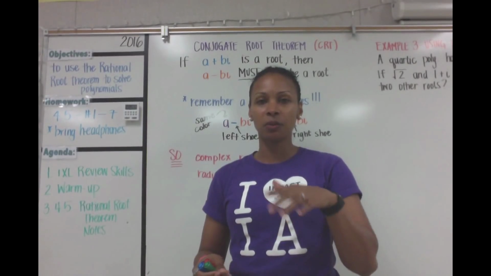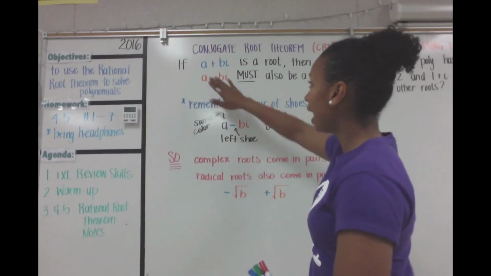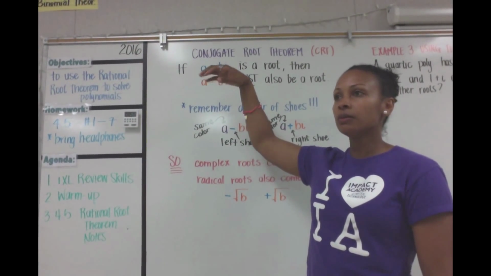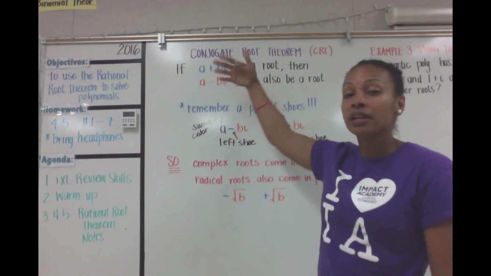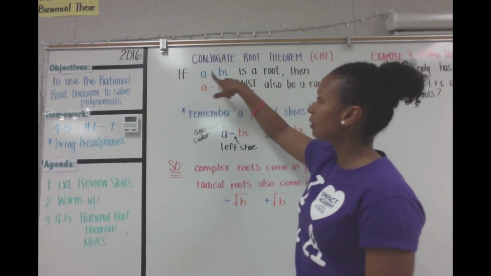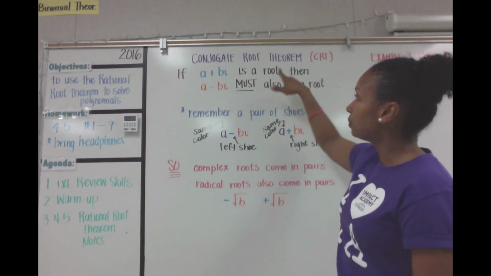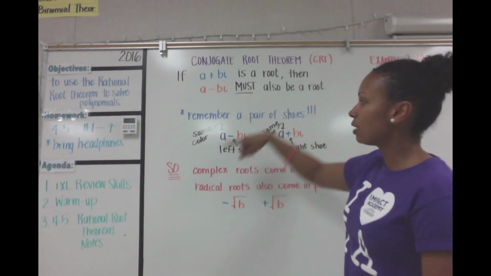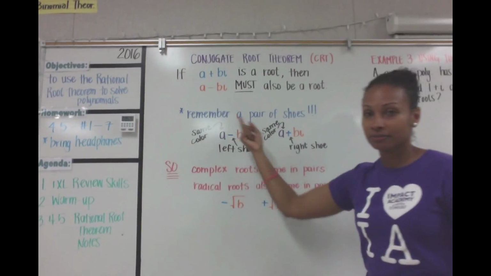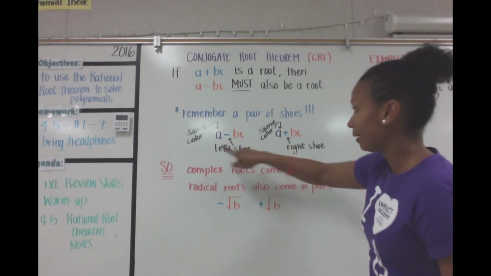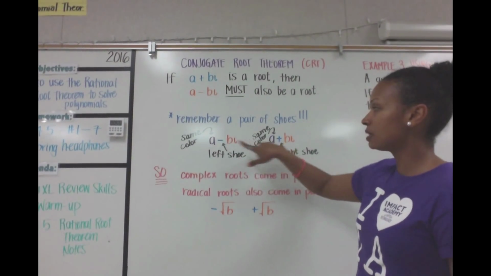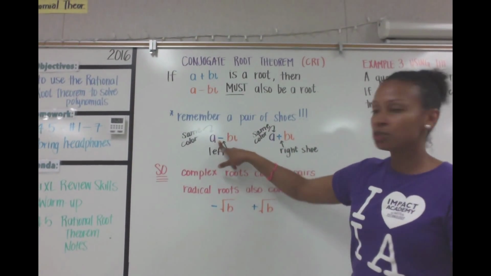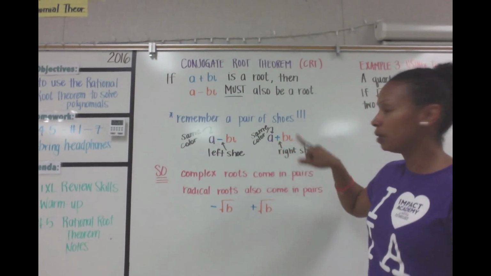So conjugate root theorem works that way, meaning if you have a complex number where it's a radical, or it could be a radical, but you have a complex number as a root, then the other shoe must also be a root. So down here it says, remember, pairs of shoes. A means it needs to be the same. So same color, that means it should be the same. And then you'll have the left shoe, which will be negative, and you'll have the right shoe, which will be positive.